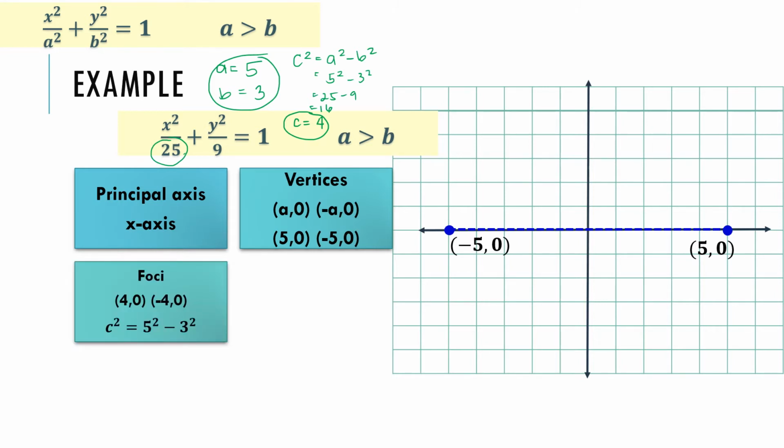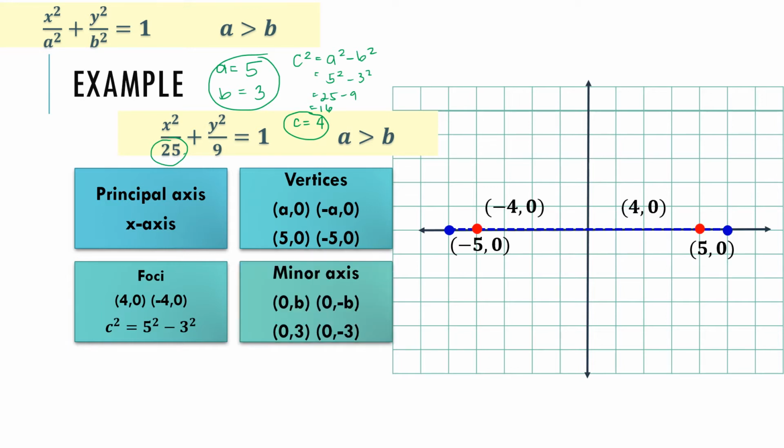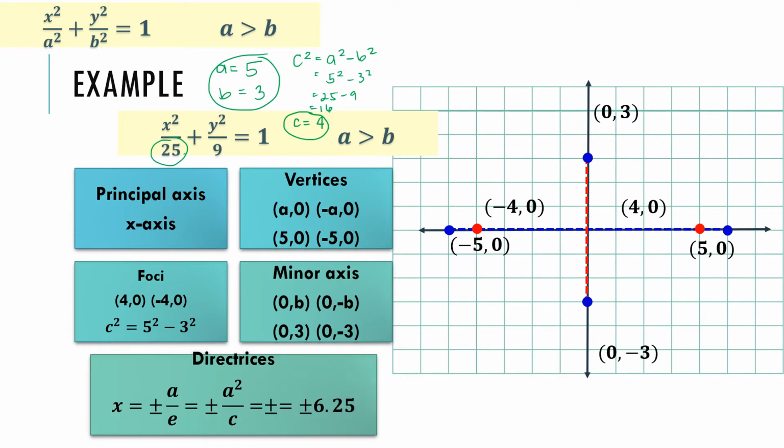Foci. Si foci ay C, 0 at negative C, 0. We have 4, 0 and negative 4, 0. Next, minor axis. Si B naman ang gagamitin natin: 0, B at 0, negative B. Our B is 3. So, we have 0, 3 and 0, negative 3. And this is our minor axis, si red. Si red si minor, si blue si major.